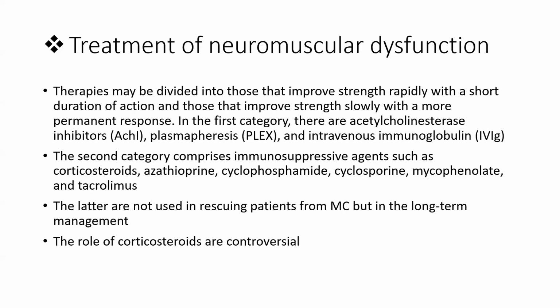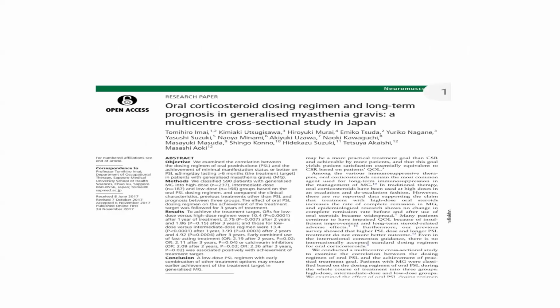The role of corticosteroids is controversial. The oral corticosteroid dosing regimen and long-term prognosis. So this is the research paper which was published on oral corticosteroid. The objective was to determine the oral corticosteroid dosing regimen and long-term prognosis in generalized myasthenia gravis. So they examined the correlation between the dosing regimen of prednisolone and achievement of minimal manifestation status or better on prednisolone less than 5 mg per day lasting more than 6 months. So the conclusion was low dose prednisolone regimen with early combination of other treatment options may ensure earlier achievement of treatment target in generalized myasthenia gravis.